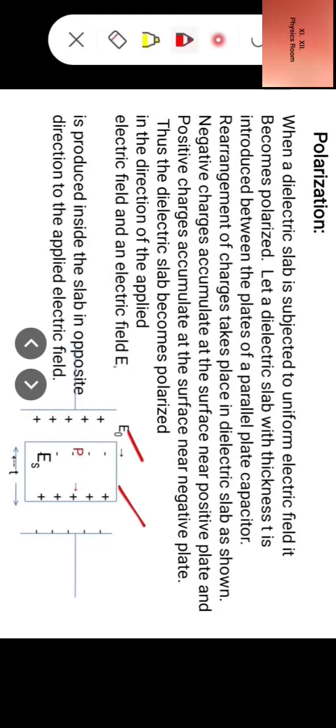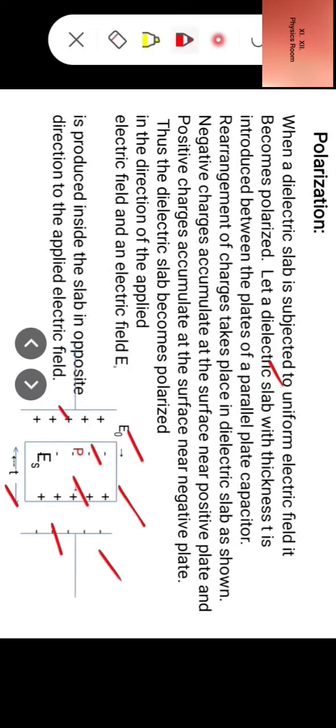Now how does it become polarized? Let us try to understand. Let a dielectric slab with thickness T be introduced between the plates of a parallel plate capacitor. Rearrangement of charges takes place in the dielectric slab as shown in the diagram. Now, negative charges accumulate at the surface near the positive plate and positive charges accumulate at the surface near the negative plate.